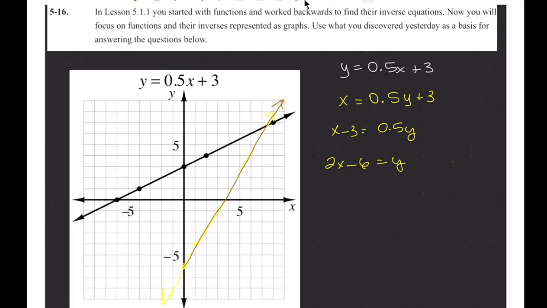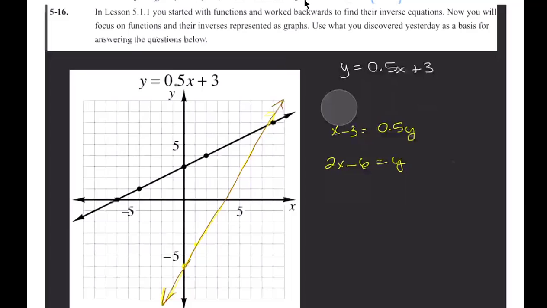And we would get a graph that looks like this, right? So that would be doing it using algebra. But instead of doing it through algebra, they want us to look at the graph and see if we can figure out how to find the inverse without doing all of that algebra. So then we can get into some nasty looking functions maybe and not have to worry about all of the algebra.